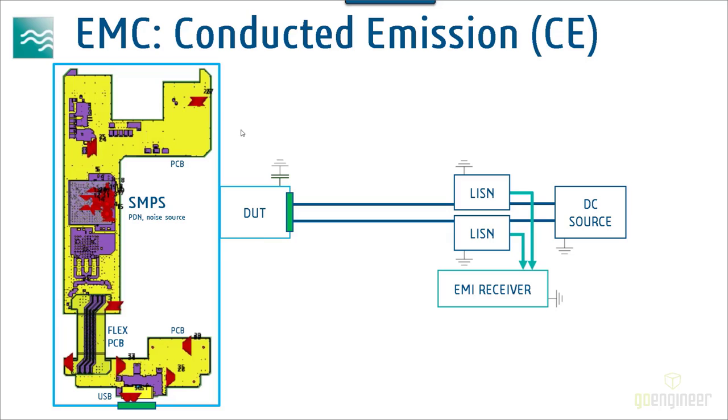We want to predict conducted emission, so we are going to put the PCB above a wooden table at a certain distance, and we are going to draw two cables from the PCB that we are going to connect to a LISN. LISN is a certain impedance that is explained in the normative documentation, okay? And we are going to see what we get with the EMI receiver. This is basically what we do in the measurement. We are going to do the same in the simulation.